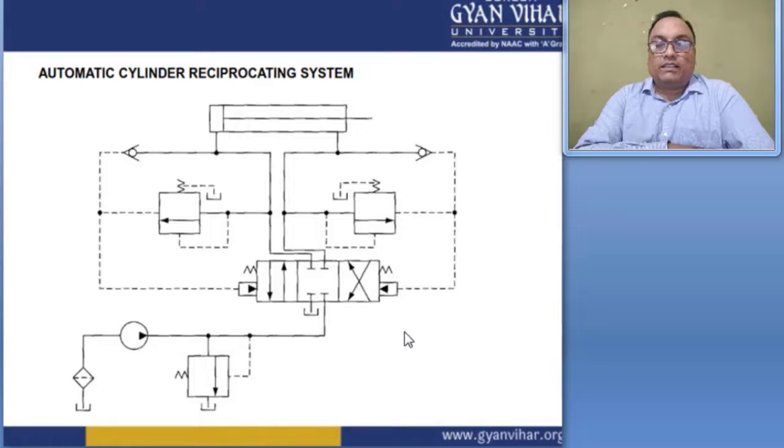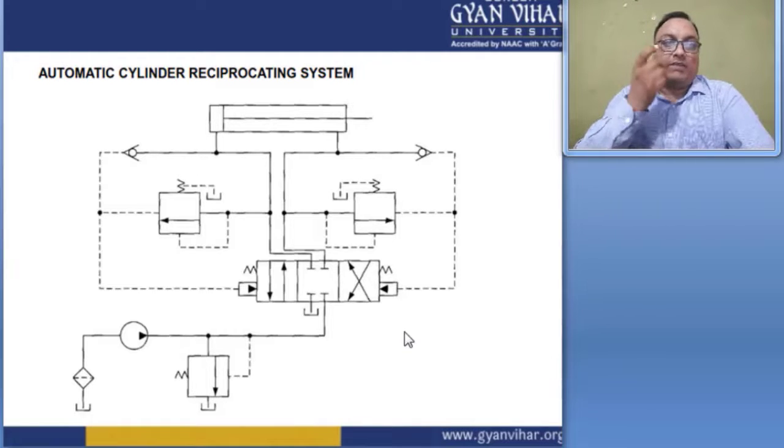Each check valve and corresponding pilot line prevents shifting of the four-way valve until the particular stroke of the cylinder has been completed. If one stroke is completed, then it automatically shifts to the second stroke, and this type of circuit is very helpful for the shaper operation. In the shaper operation, automatic movement of the tool is provided by this automatic cylinder reciprocating system mechanism.